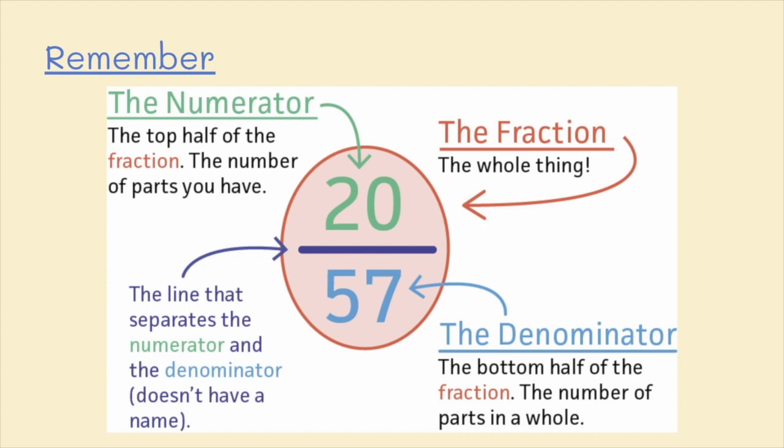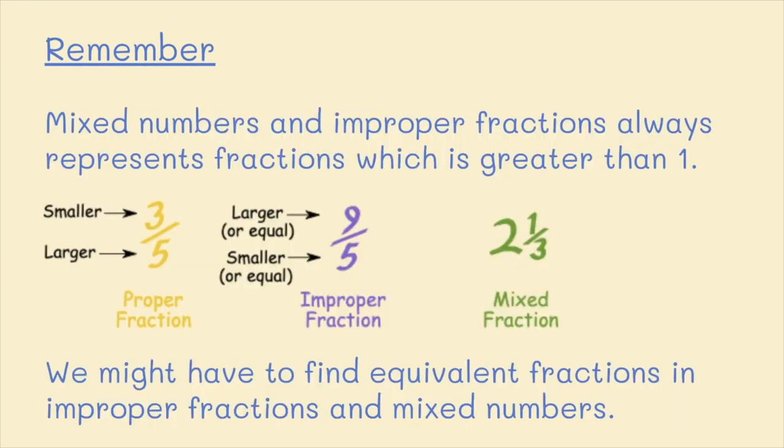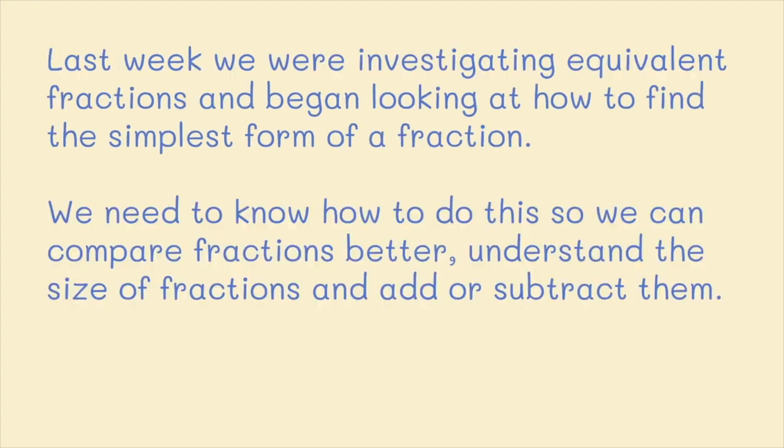Remembering from last week as well, the language of numerator, which is the number on the top, it's talking about the number of parts you have, and the denominator, which is the bottom half of the fraction, the number of parts you have altogether. Remembering also that mixed numbers and improper fractions represent fractions which are greater than 1. Last week we were investigating equivalent fractions and began looking at how to find the simplest form of a fraction. We need to know how to do this so we can compare fractions better, understand the size of fractions, and add or subtract them.